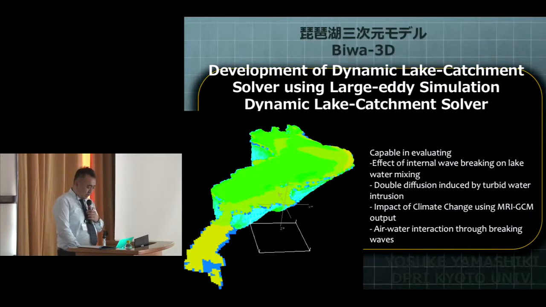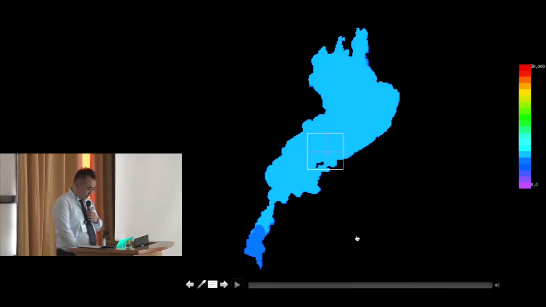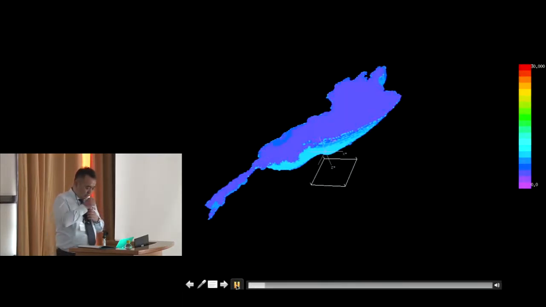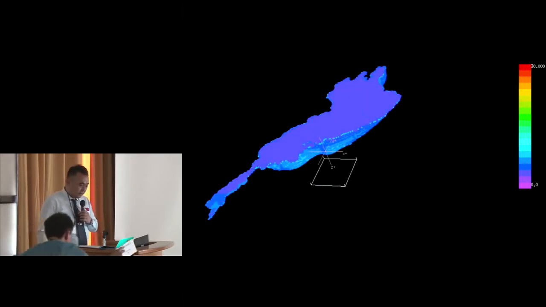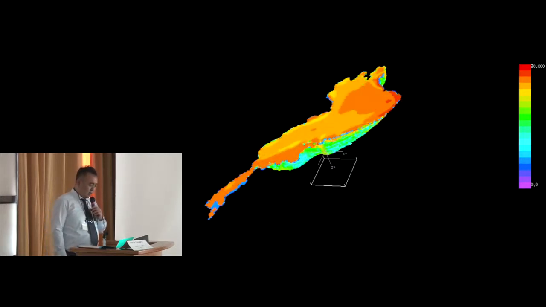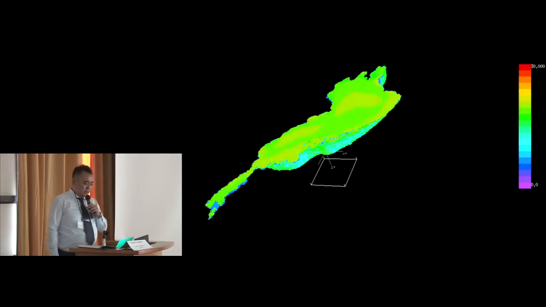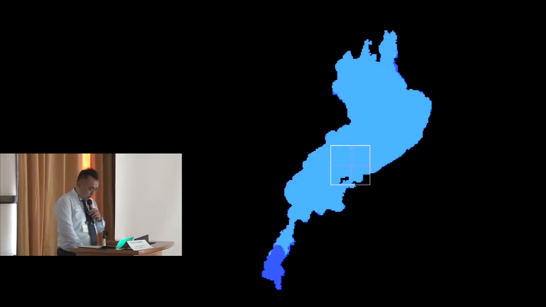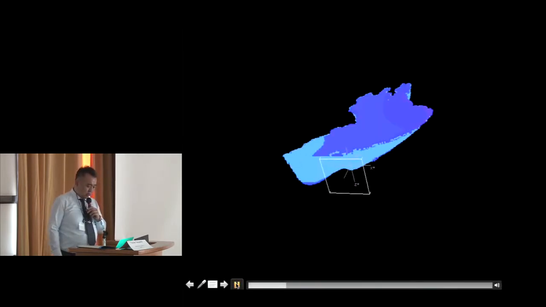So this is the first step of the BIOS3D, the prediction of the temperature on an annual basis. The important thing is whether this model can reproduce summertime. During the summertime, most lakes have very high temperature at the surface, and in the winter they start mixing. This shows in the vertical section how the temperature increases in the surface part and how the stratification may start during the summertime.